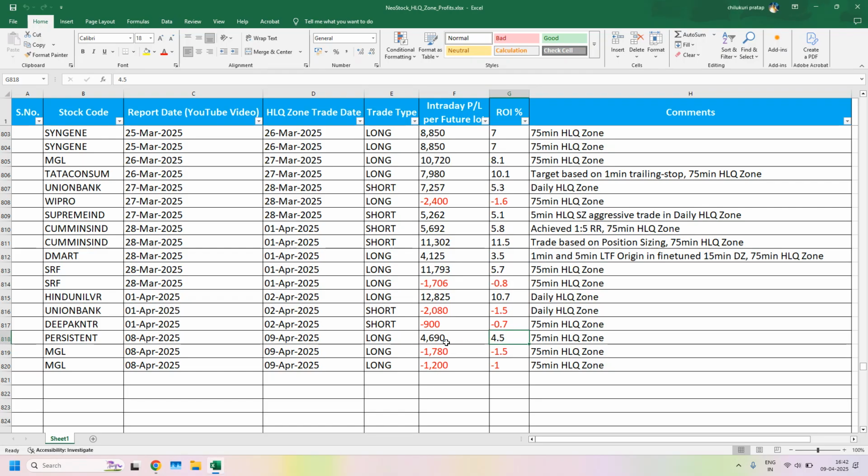Let us assume all 3 were exited, and if you took all 3 together, you would still have got 1,710 rupees profit. See, that is the beauty of the system. 2 trades or 3 trades you took, 2 are stopped out, still you are in profit, because of the kind of risk management we are following.